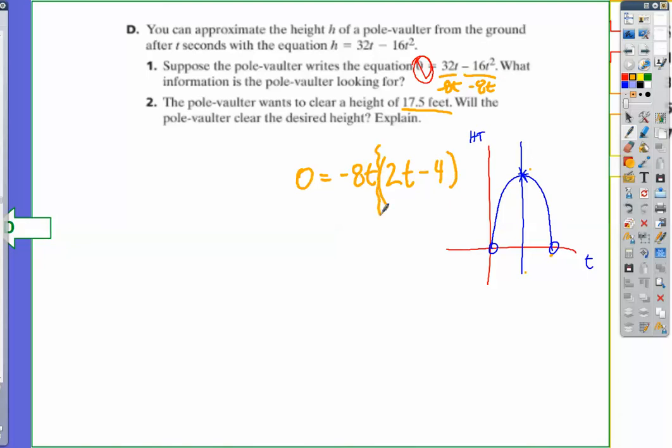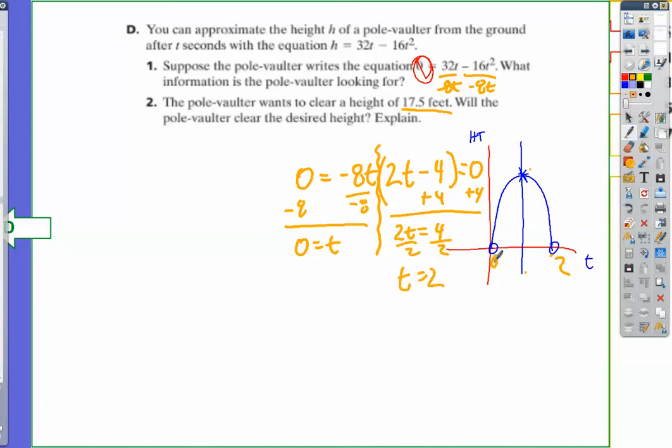To solve it, I break it into its two linear components and set both equal to 0. Obviously, this t divided by 8 divided by 8, I get 0 is equal to t. Over here, add 4, we get 2t is equal to 4, divided by 2 divided by 2, so we get t is equal to 2 seconds. So that means that the maximum is going to occur at 1 second. That makes life easy. So now let's find out what that maximum point is.